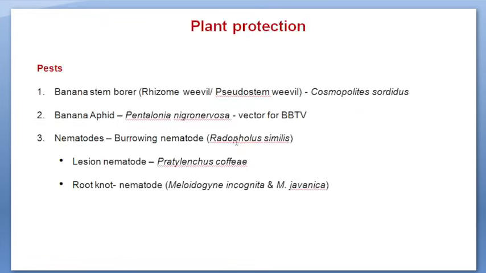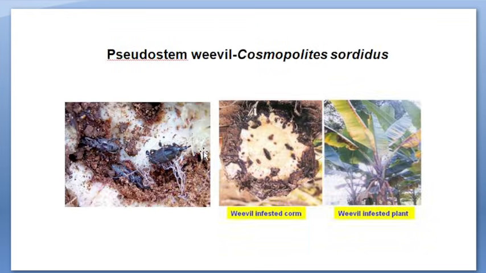Next are diseases and also pest problems in case of banana. Pseudostem weevil is a major problem, and banana aphid, Pentalonia nigronervosa. Banana bract mosaic and even bunchy top are transmitted by this aphid only. Burrowing nematode, Pratylenchus coffeae, that is lesion nematode, and also root knot nematode. All kinds of nematode problems we can see. Because of that only, we always suggest paring and pralinage in case of banana.